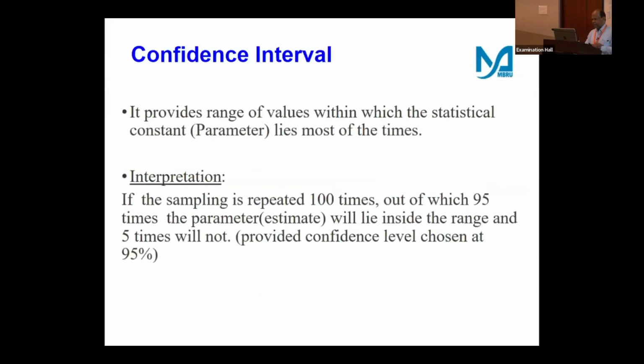So what does it mean? It provides a range of values within which the statistical constant parameter lies most of the time. What is a parameter? A parameter is only one value which we are trying to find. When you say parameter, it comes from the population, a large number of thousands and so on. Say for example, our interest was in the 1998 prevalence of STDs.